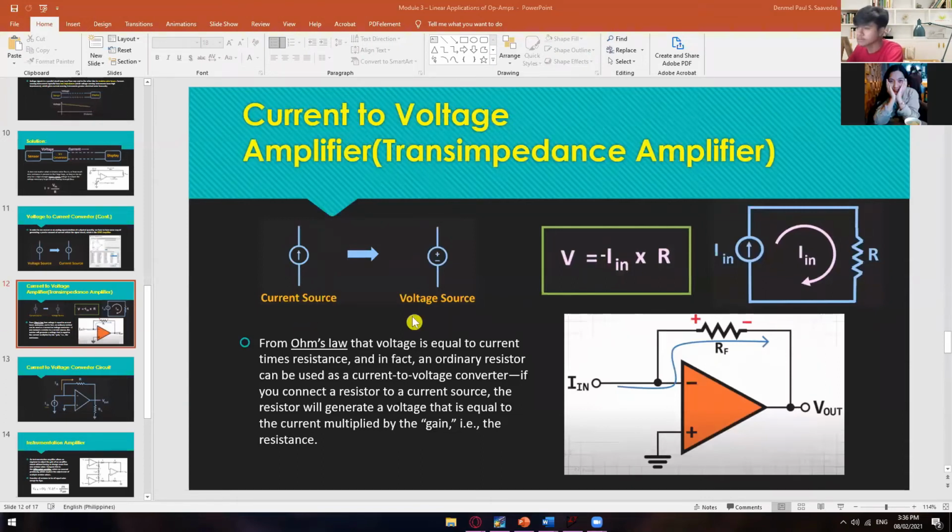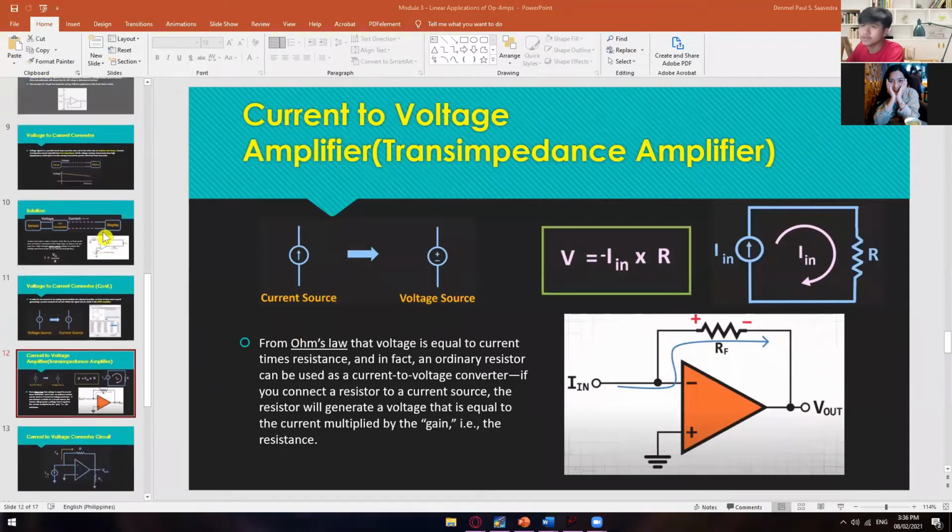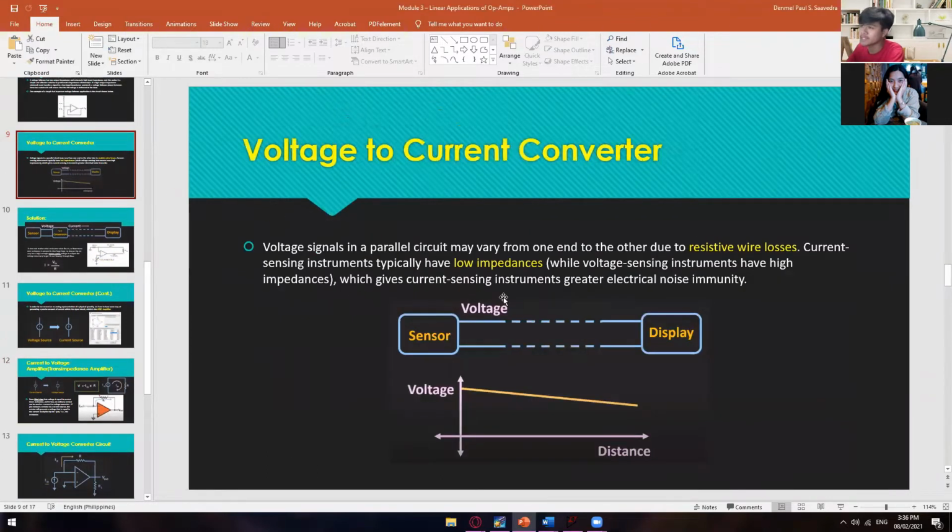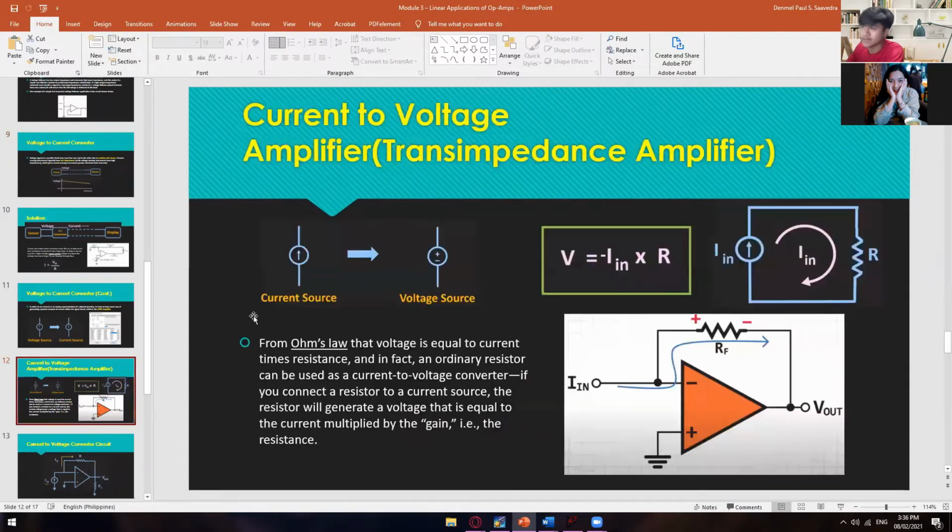Yes, sir. Right. So last meeting, we have just finished discussing this voltage to current converter. Of course, it has its own opposite, wherein we have the current to voltage converter or amplifier. This is the same concept as the voltage to current converter. It's just that in here, our source now is the current, and our output now will be our voltage source. Okay, so this one is a lot easier than the first one because it is very straightforward.